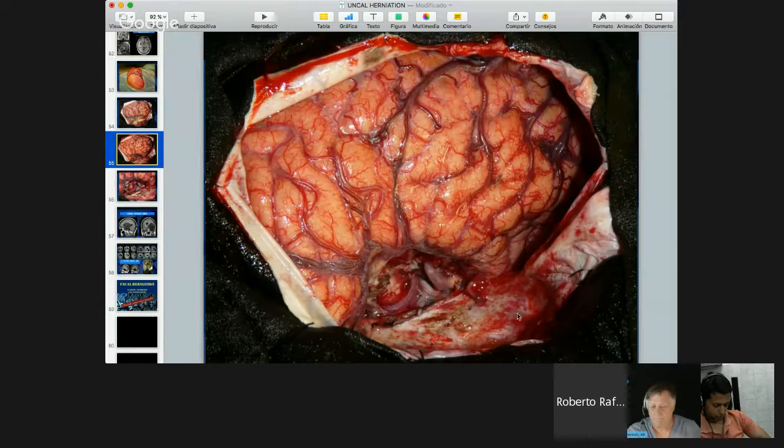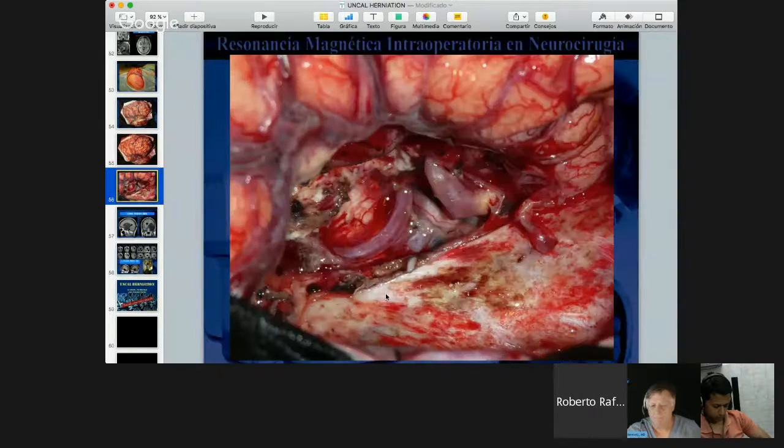This is the middle fossa completely empty here, and with magnification you can see the dura mater of the floor of the middle fossa, the brain stem, the posterior cerebral artery, the internal carotid artery, and the third nerve here, and the relation between the free edge of the tentorium and the third nerve. And this is a decompressive lobectomy to release uncal herniation and to remove a tumor, of course.